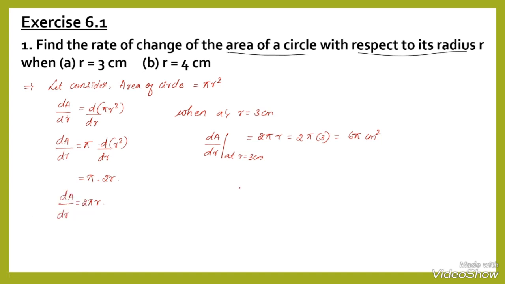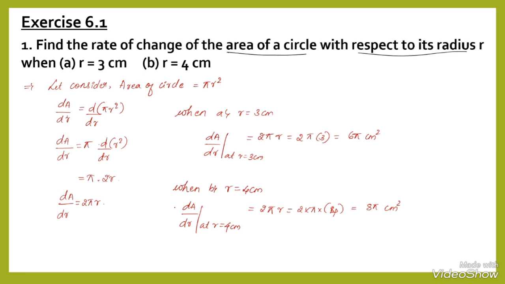Similarly, when the radius is 4 centimeter, dA by dr at r equals 4 centimeter. Therefore 2 pi r is 2 pi times 4. So I can multiply 2 into 4, 8 pi centimeter square.